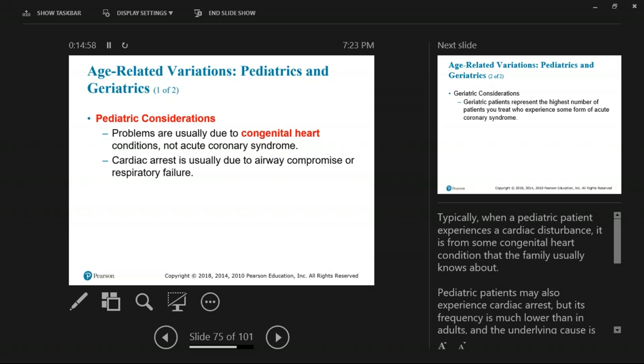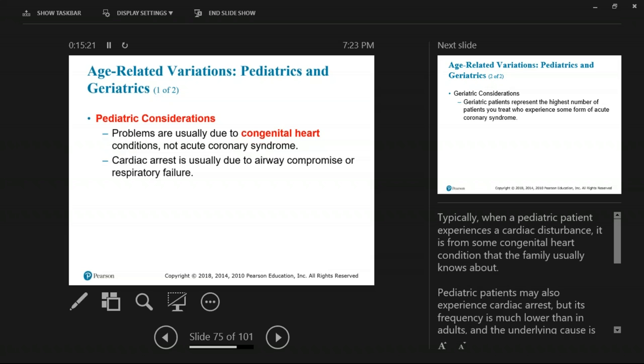Again, it would be very interesting if you'd ever run across something like that. And again, cardiac arrest is due to airway compromise or respiratory failure. I know I've said that at least 3 times now. So that's one of those points you need to take to the bank, because it's going to be on your test somewhere, especially in the national.